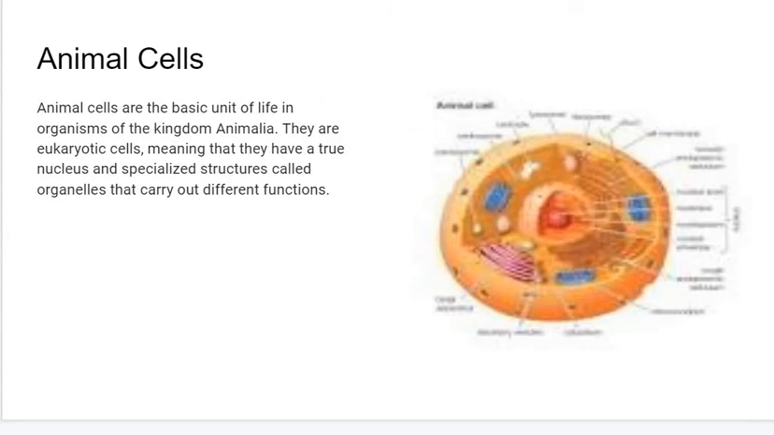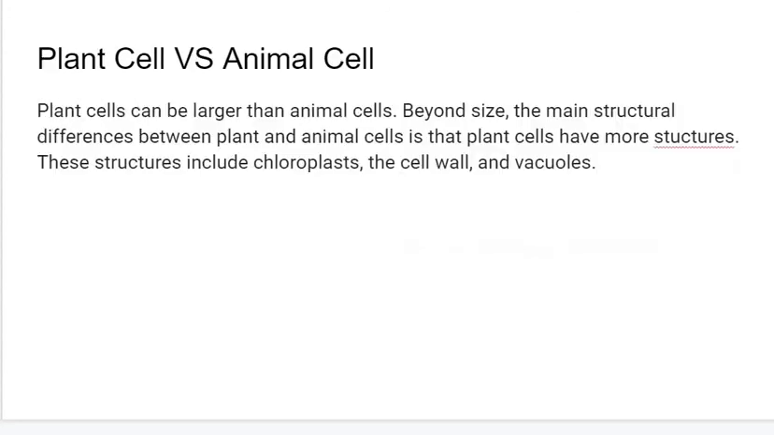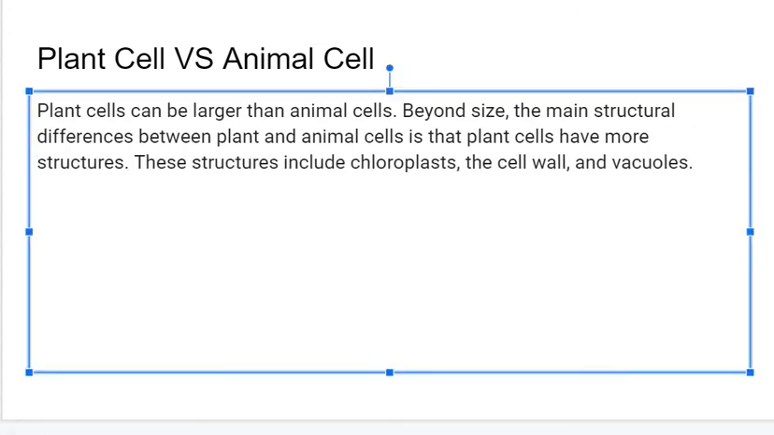Now I will tell you about animal cells. Animal cells are the basic unit of life in organisms in the kingdom Animalia. They are eukaryotic cells, meaning they have a true nucleus and specialized structures called organelles that carry out different functions. Now, plant cells and animal cells don't have that much of a difference, really. So here I'll tell you the only differences between them.